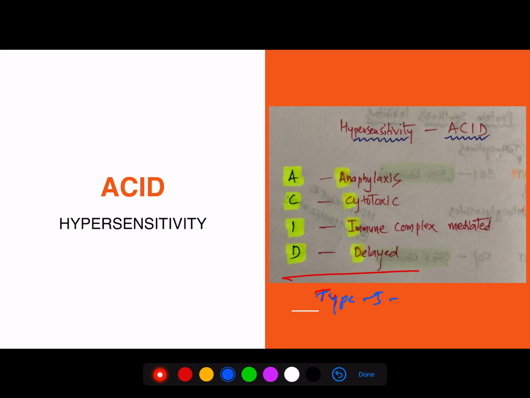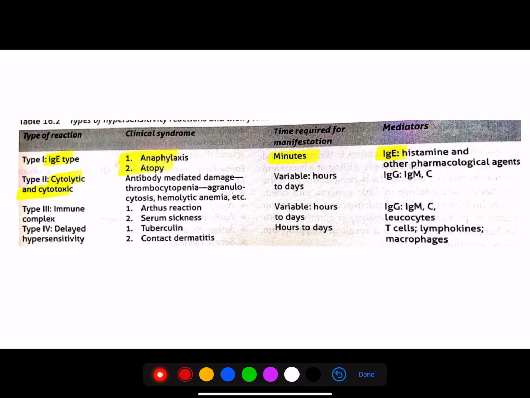Type 5 is nothing but a modified version of type 2. So what is this? You can remember with the word ACID: A for anaphylactic or atopy, C for cytotoxic, I for immune complex mediated, D for delayed hypersensitivity. So this is a table that you have to make a note of.